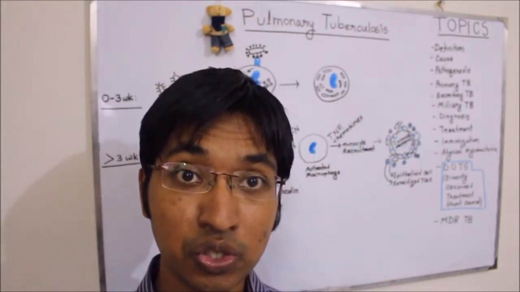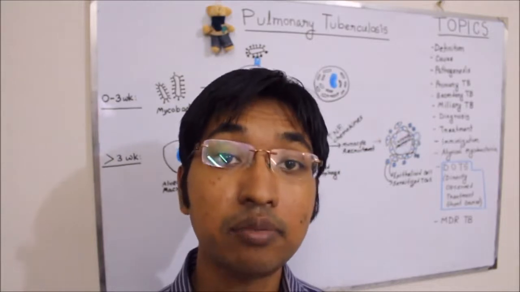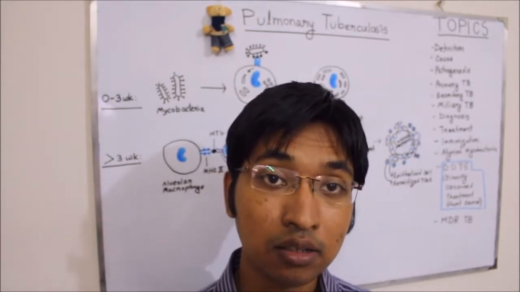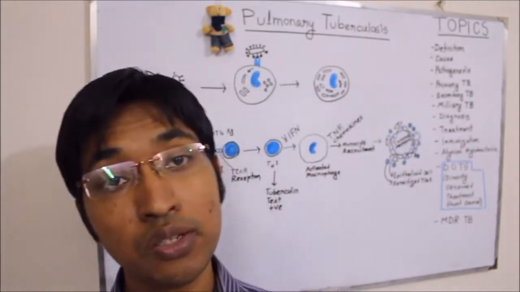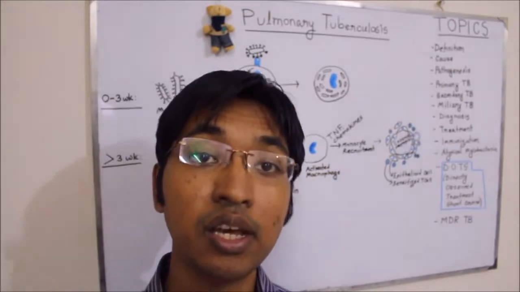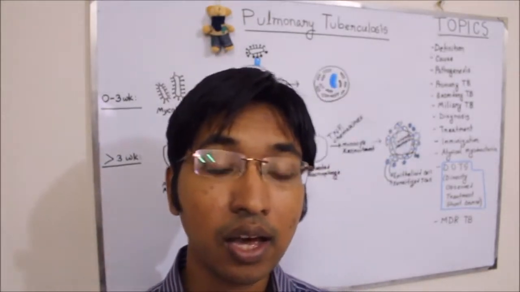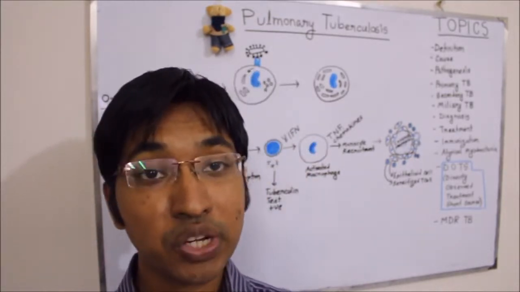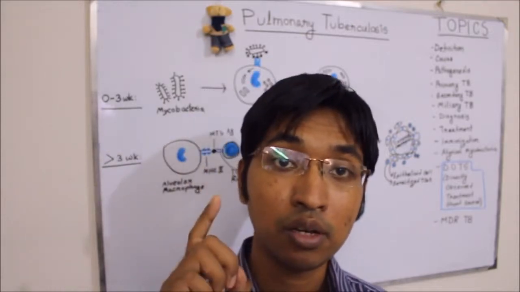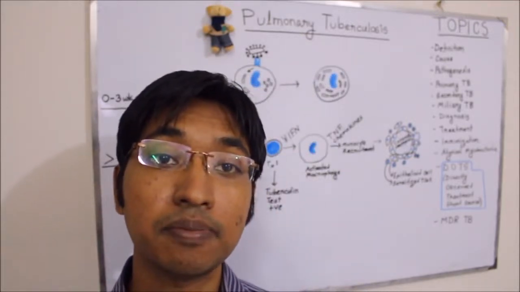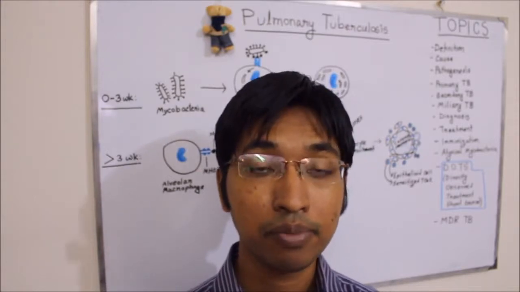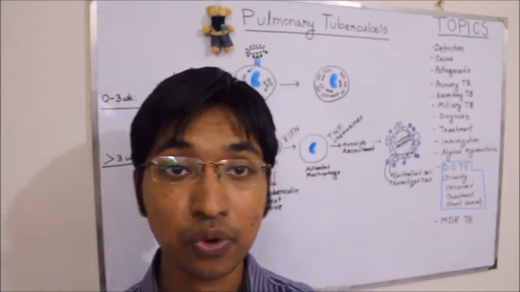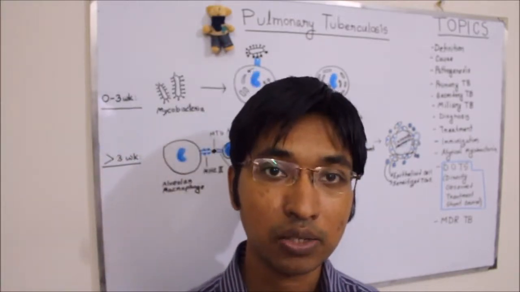Mycobacterium tuberculosis has a defense mechanism that prevents fusion of the phagosome with the lysosome, and they do that in several ways. One of the ways is they inhibit calcium signal, and the second way is they prevent recruitment and assembly of certain proteins that are needed for fusion of the phagosome with the lysosome.